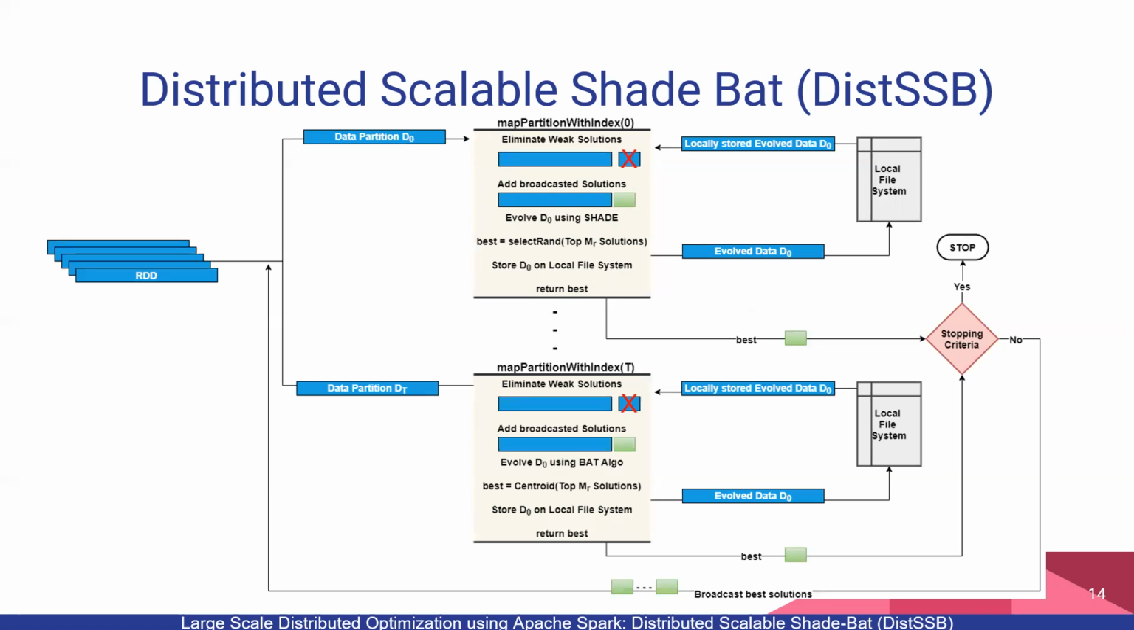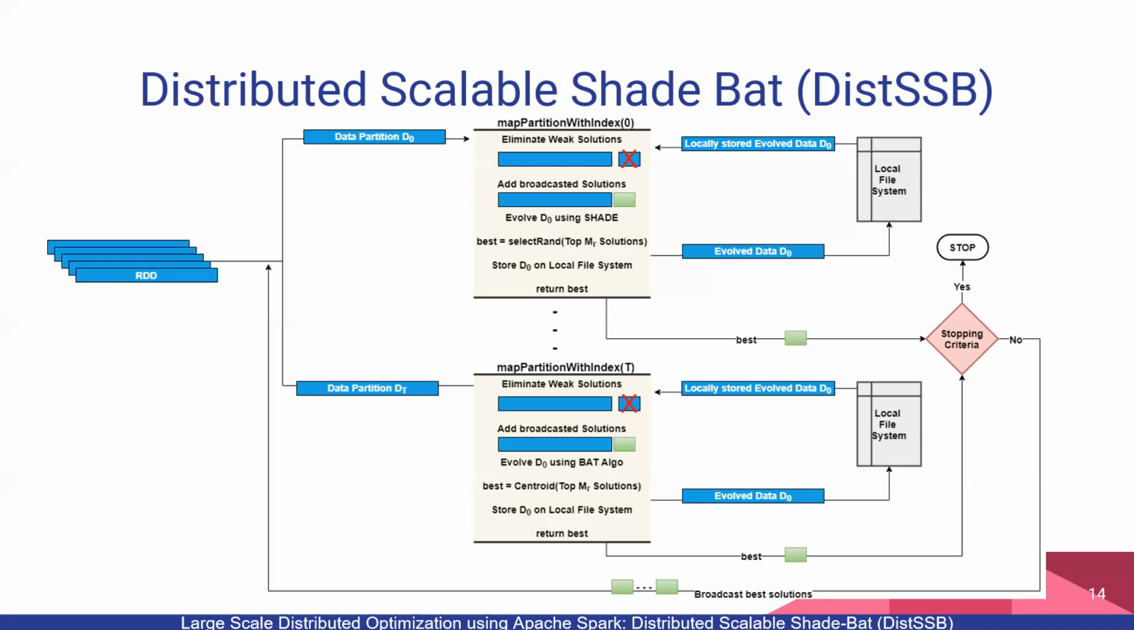So this is the basic architecture of distributed SSB. We start with creating an RDD. After that, for each partition of the RDD, we call the map partition function. When map partition is called for the first time, there is no existing broadcast. Therefore, we skip the first two steps of eliminate weak solutions and add broadcast solutions, and directly move to the execution of the algorithm. For half of the partitions, we execute the SHADE algorithm, while for the rest, we execute the BAT algorithm. We iterate these algorithms according to the migration interval value, which represents the number of times we can iterate an algorithm before issuing a broadcast.